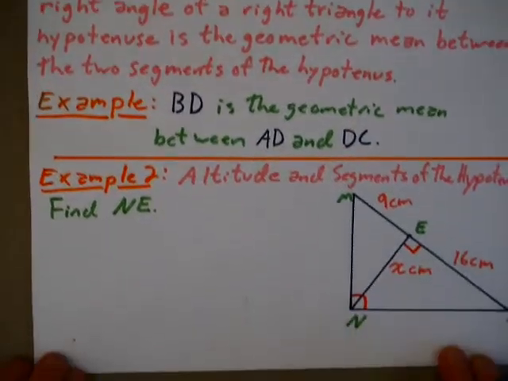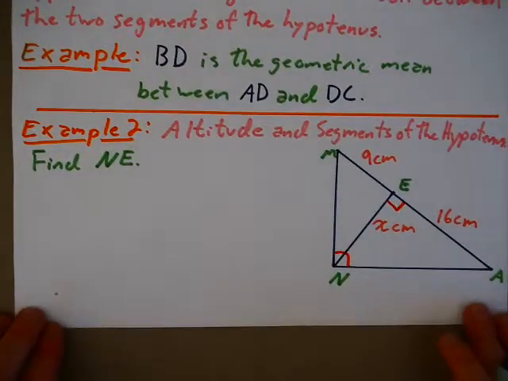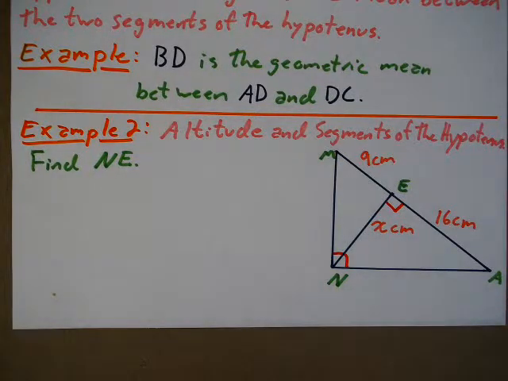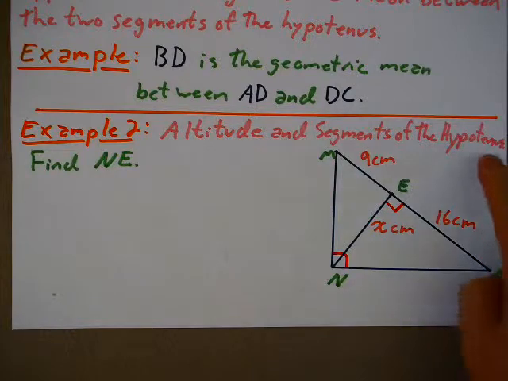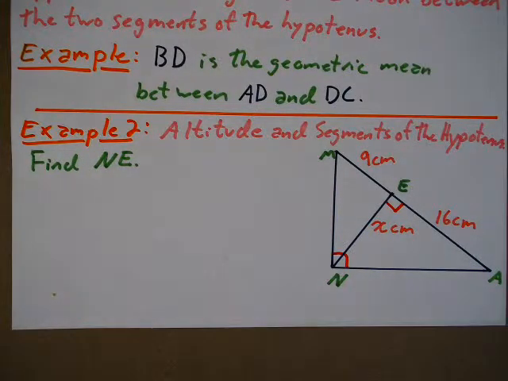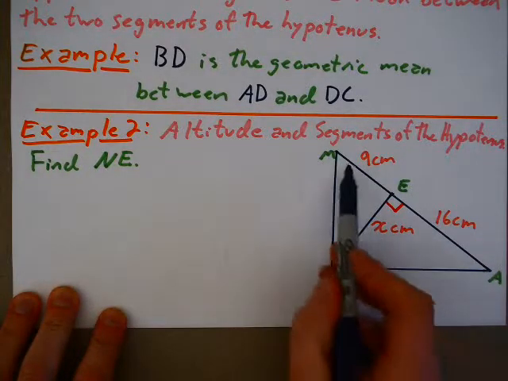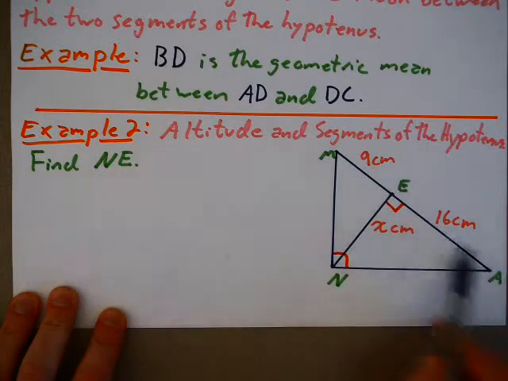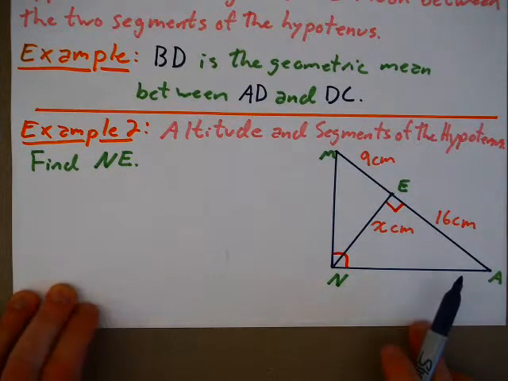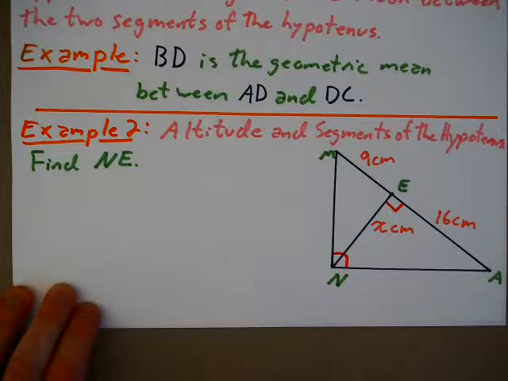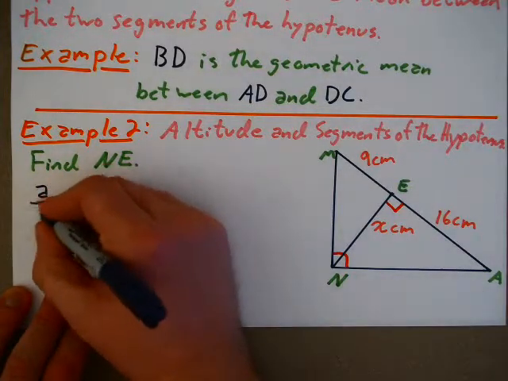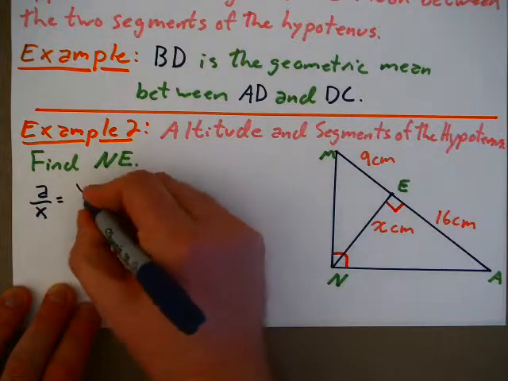So I've got an example here for you. And it says, so this is example 2, and it's altitudes and segments of the hypotenuse. Just barely fit that in there. And it says that I know that NE is the geometric mean between ME and EA. So let's set up our ratios that we had. So remember that we had A over X equals X over B.